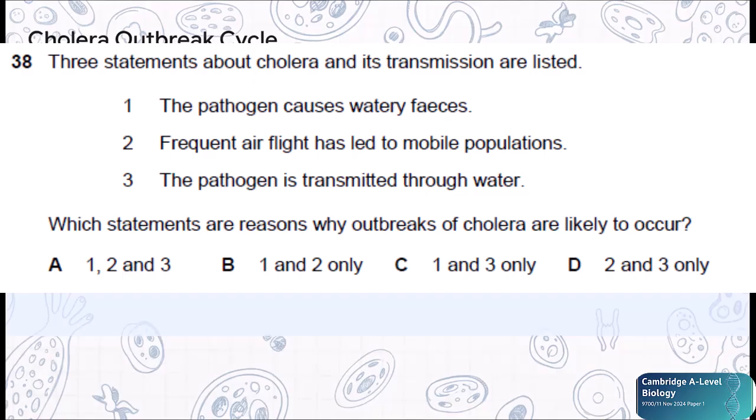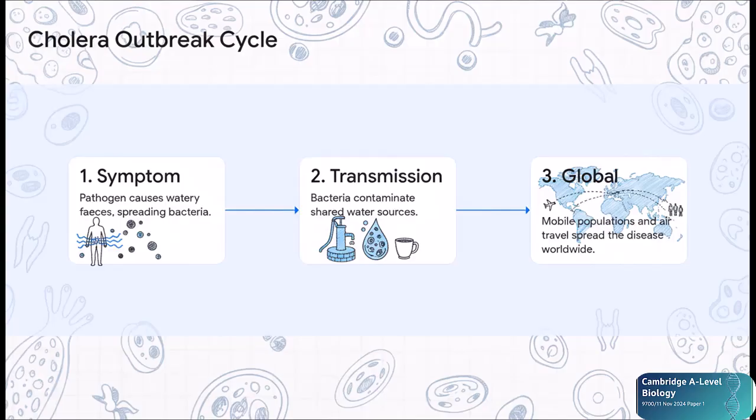First, the main symptom, watery feces, means the infected person is shedding massive amounts of the bacteria into the environment. Second, it's spread through contaminated water, so you can infect an entire community really quickly. And third, in our modern world, someone can get on a plane and carry the disease to a different continent in a matter of hours. So are all 3 of these statements valid reasons? You bet they are. That makes A the correct answer.